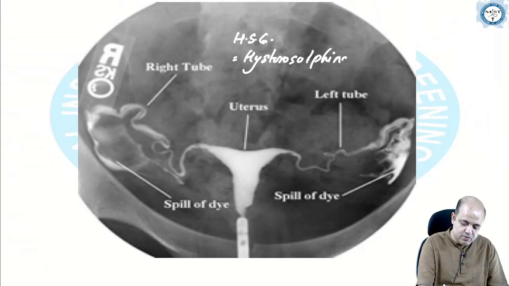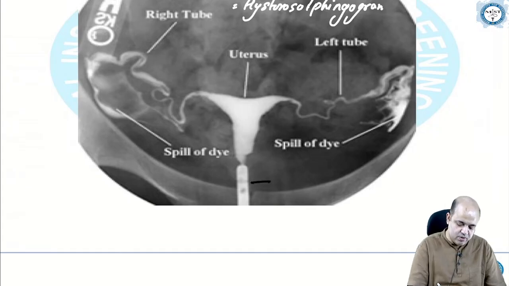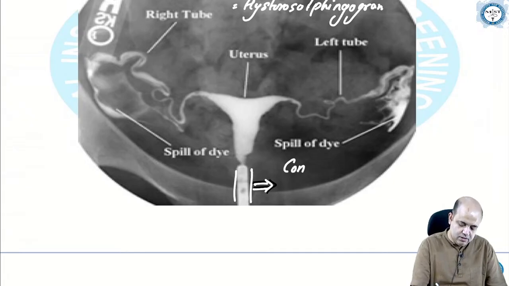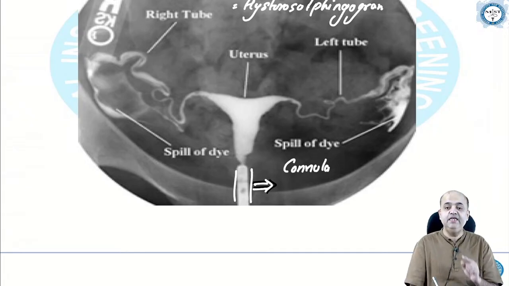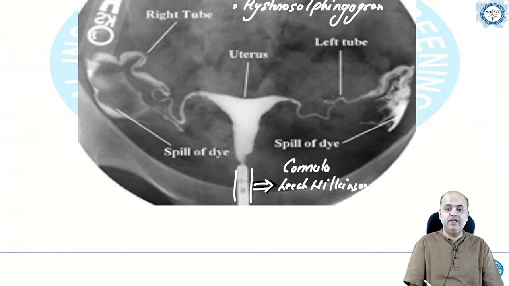Hysterosalpingogram. They can ask you about this investigation. They can also ask about this cannula. This cannula is called the Leach-Wilkinson cannula.